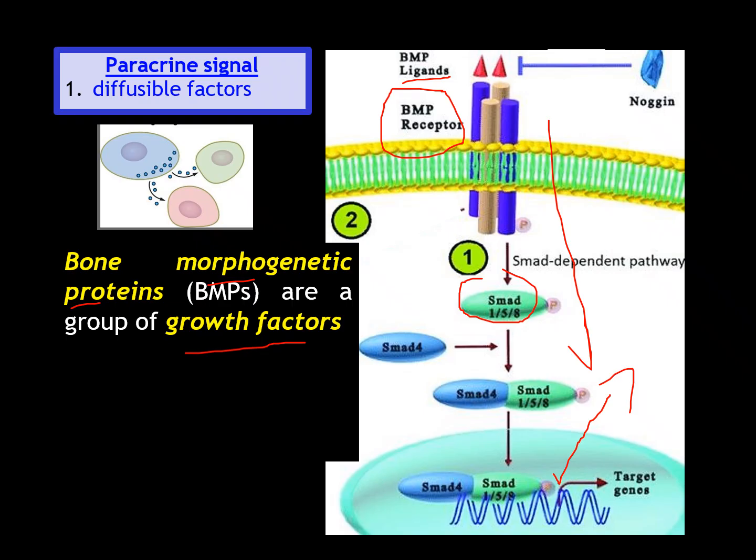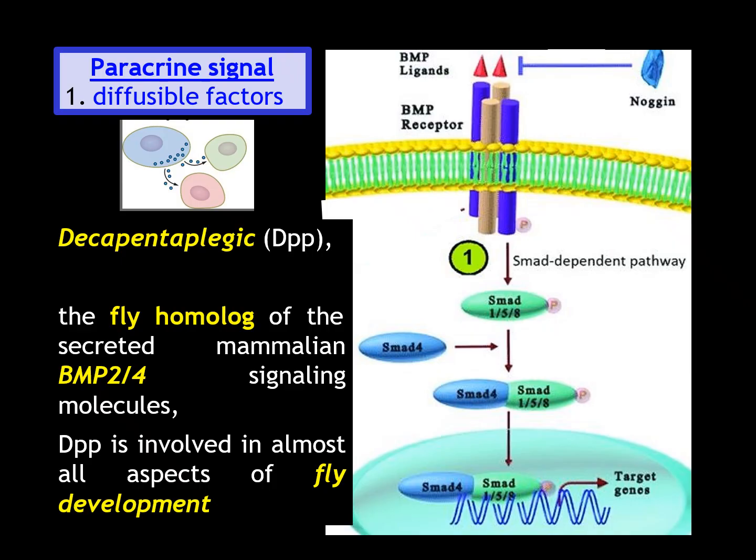Okay, so again, these diffusible factors will end up changing the gene regulation, and this is why it's very important to study them, because this is another mechanism of changing the gene regulation during development. In fruit flies, we don't have BMP. We change the name. We give it the name DPP, that is decapentaplegic. Very easy to remember. I'm not going to ask you to remember that name for the test.